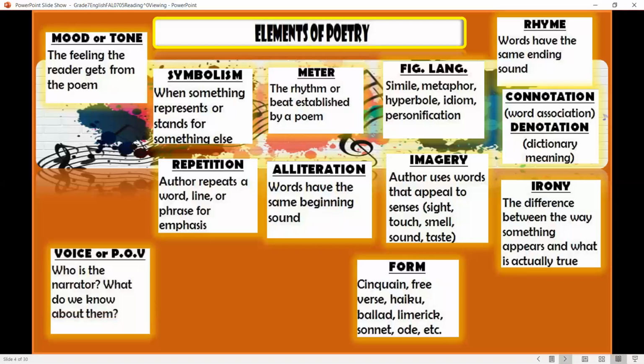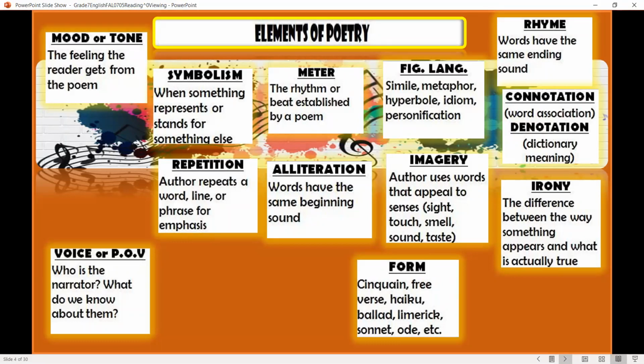Voice, that is, for example, who's the narrator? So who's the speaker in the poem? Sometimes the speaker in the poem is the subject in the poem as well. Okay, and how does the poem indicate what we know about them? Maybe the poem doesn't indicate anything we know about them, but maybe it's a famous author, like Dr. Seuss. We know Dr. Seuss, so what do we know about Dr. Seuss? What do we know about his poetry?